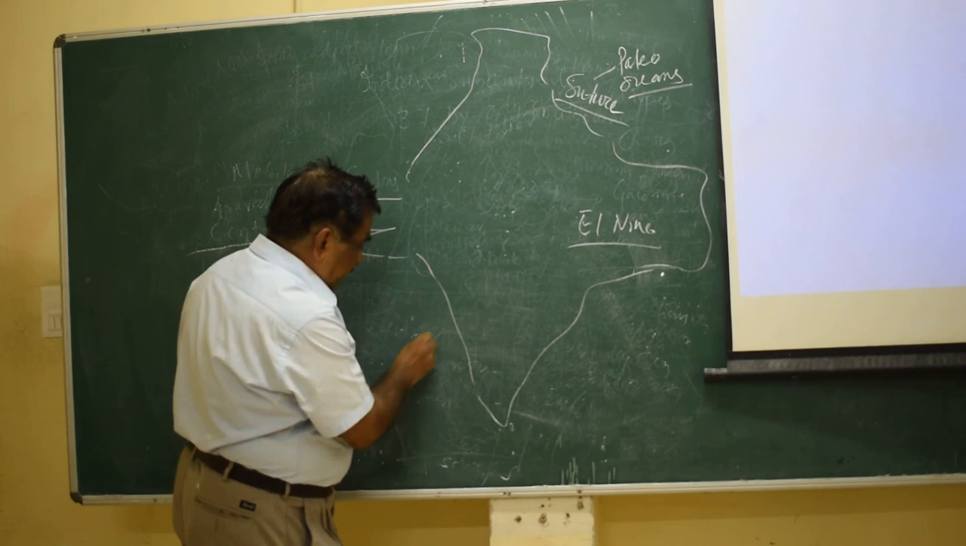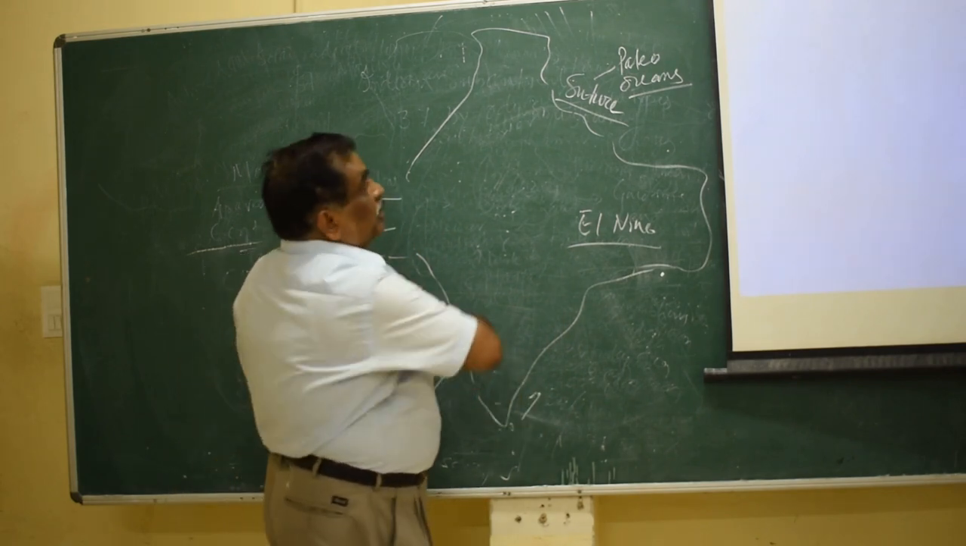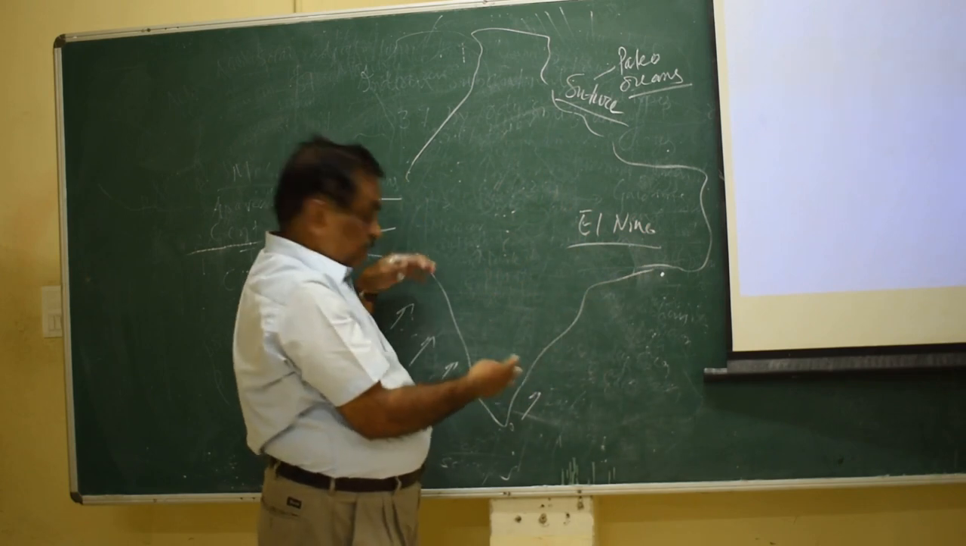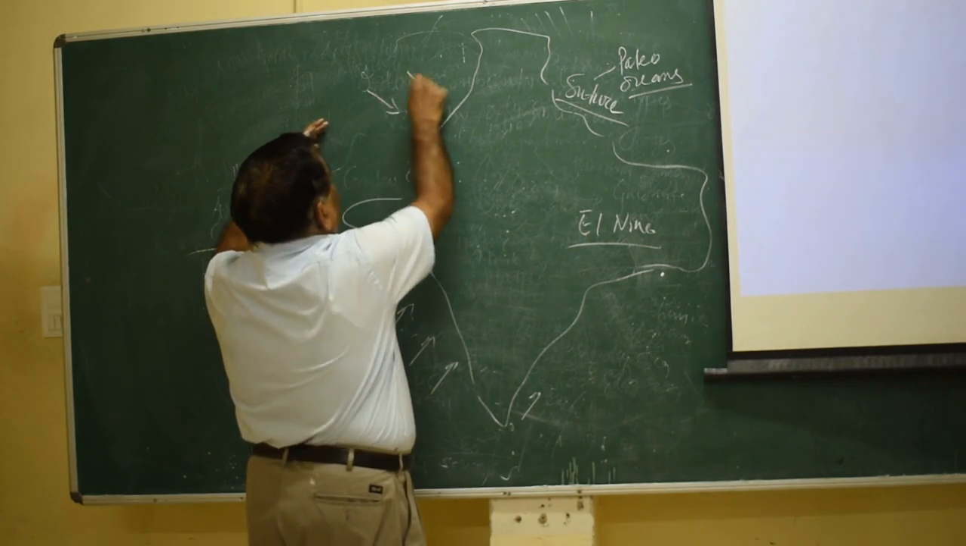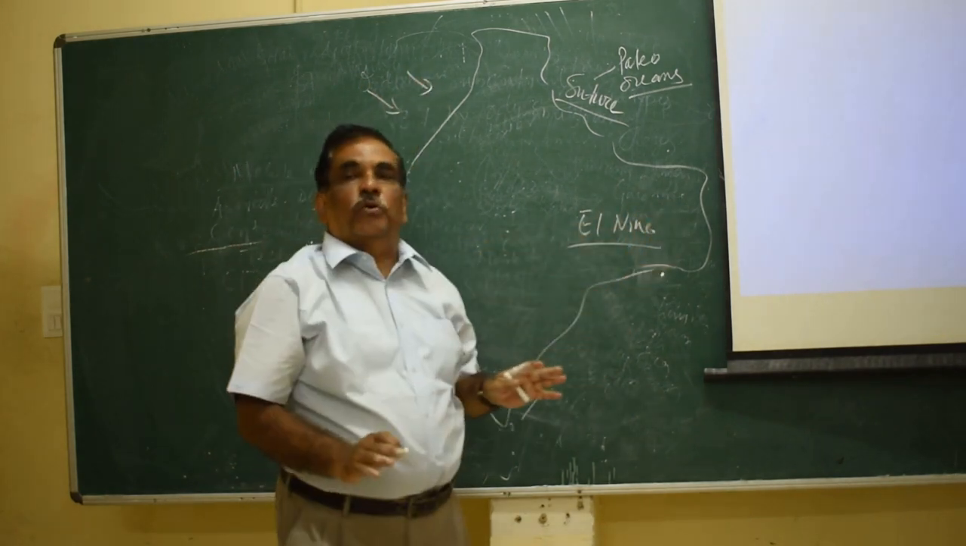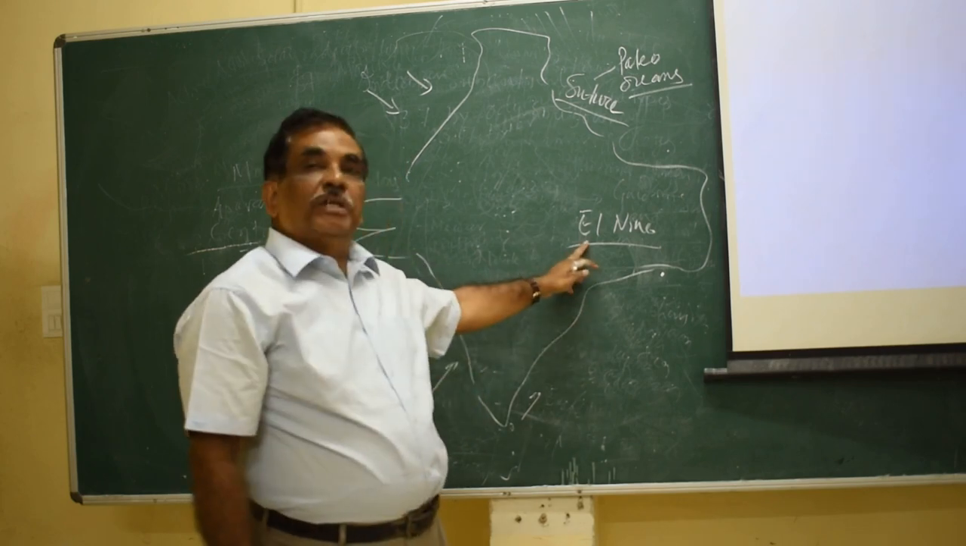Monsoon means the wind will go from here and spread all over India. This year it may be very weak. So the wind came from this side, making the entire continent so cold and rainy. That is an El Nino year.